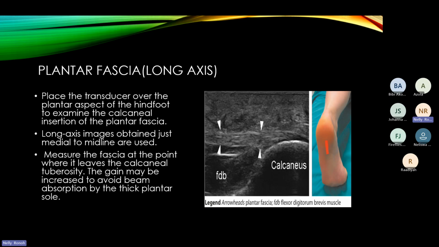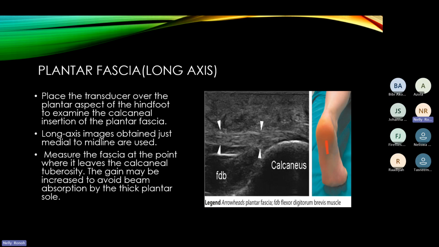So you place the transducer, as we've said, over the plantar aspect of the hind foot, and that is where it is marked in red there, to examine the calcaneal insertion of the plantar fascia. Then the long axis of the image is obtained just medial to the midline, as you can see there. You measure the fascia at the point where it leaves the calcaneal tuberosity, and that is at its origin.